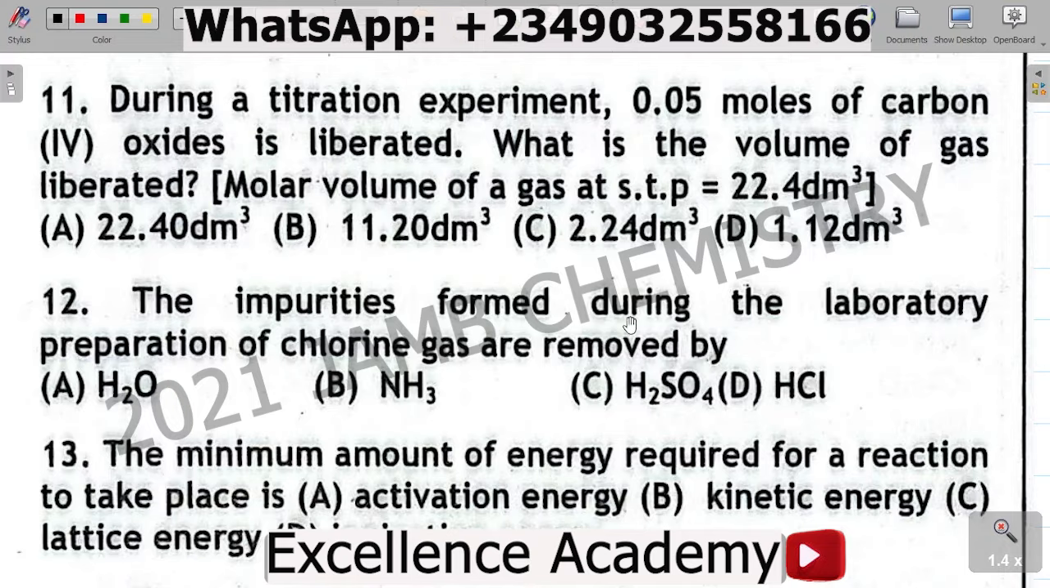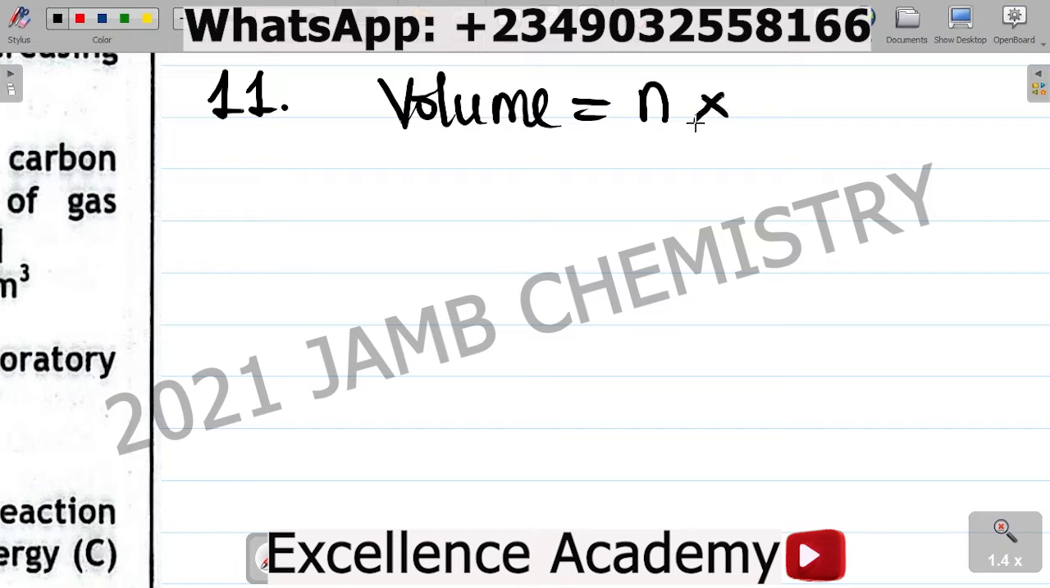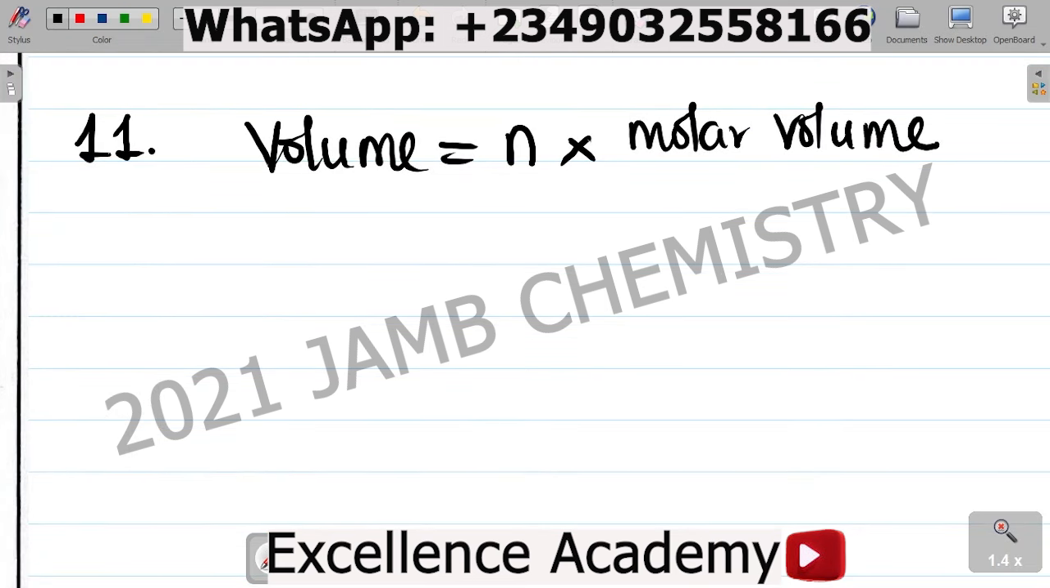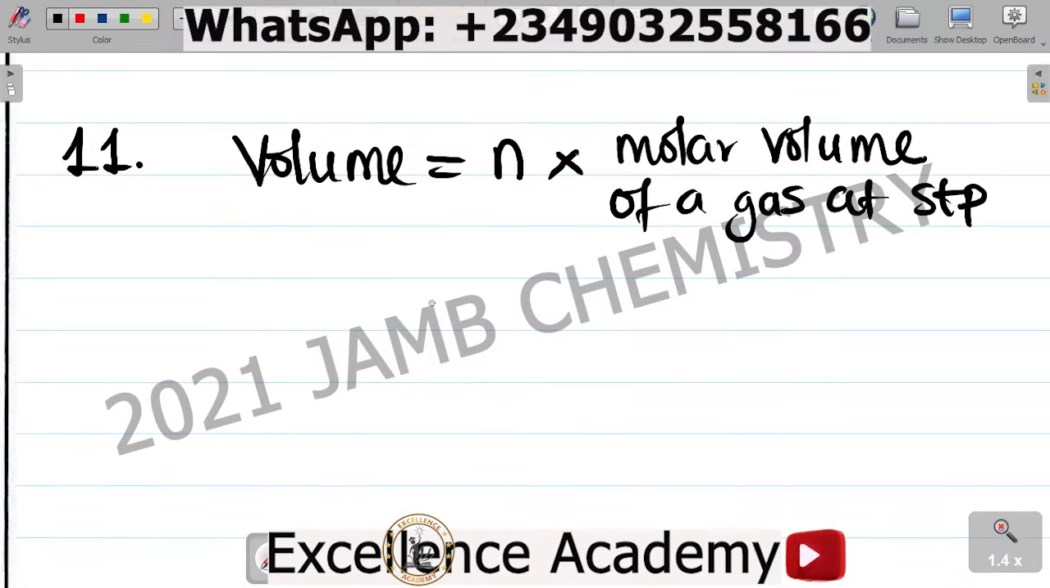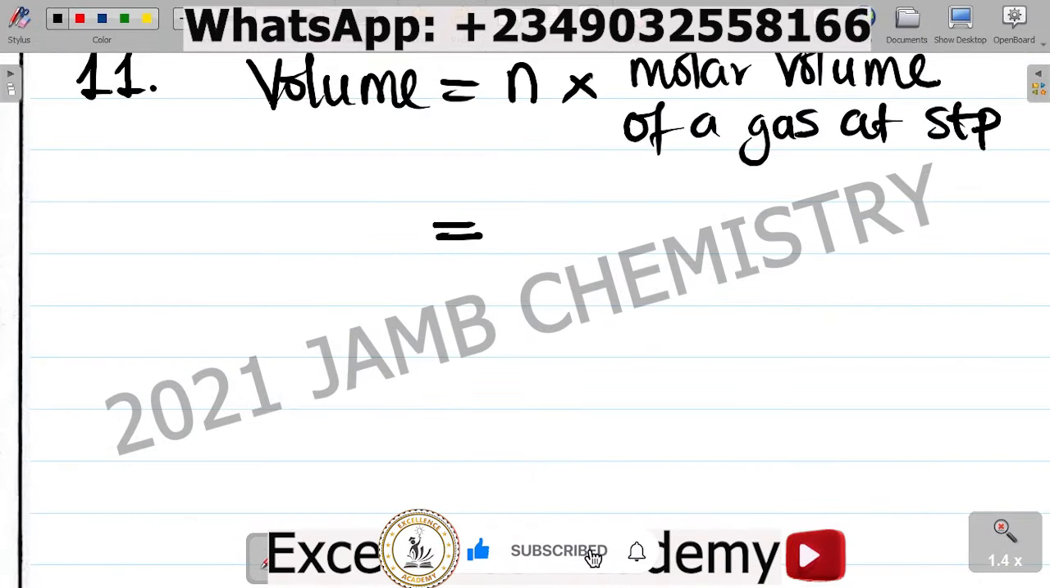So how do we solve this question here? For question number 11, you want to note that volume is equal to N, number of moles, times the molar volume of a gas at STP. All right, so N represents the number of moles. If I come to the question here, you can see that they give us 0.05. That's the number of moles.